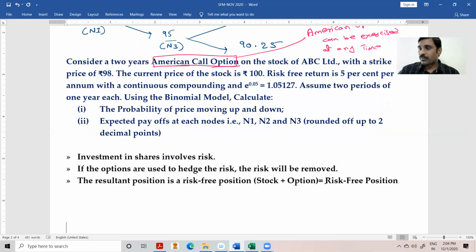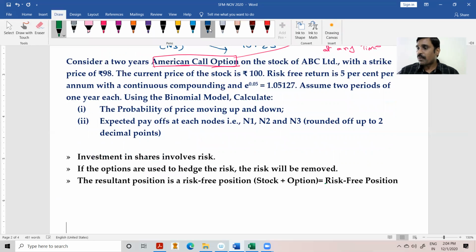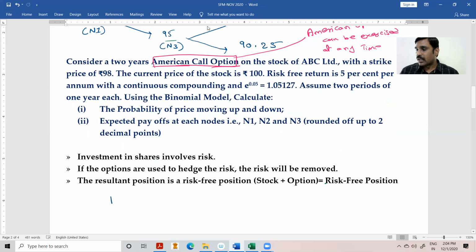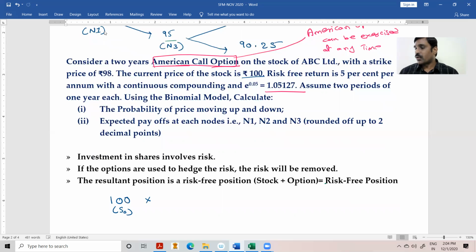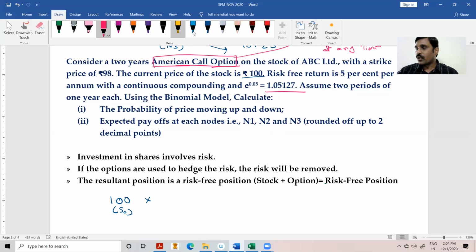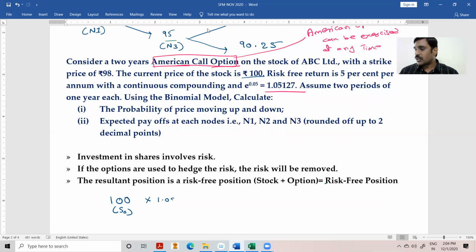So look at this point. My present investment is 100 rupees. What is the current stock price? My present investment is 100 rupees. That is called S0 in the formula. Into what? The risk-free rate of return, the compounding rate of return: 1.05127. So 100 into 1.05127.